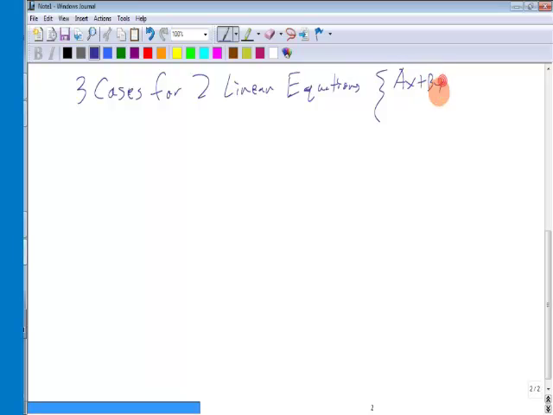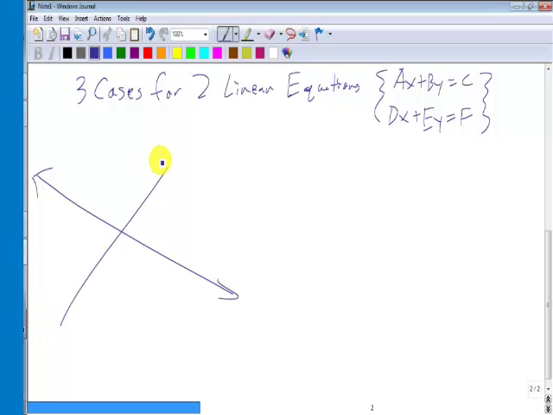AX plus BY equals C, and let's call it DX plus EY equals F. Three cases. Case one is the one we just looked at. Each one has a straight line for its graph, and the lines have different slopes, different amounts of steepness to the lines. If the lines have different slopes, then maybe one looks like that, and maybe one of them looks like that, and there's exactly one point that they have in common.